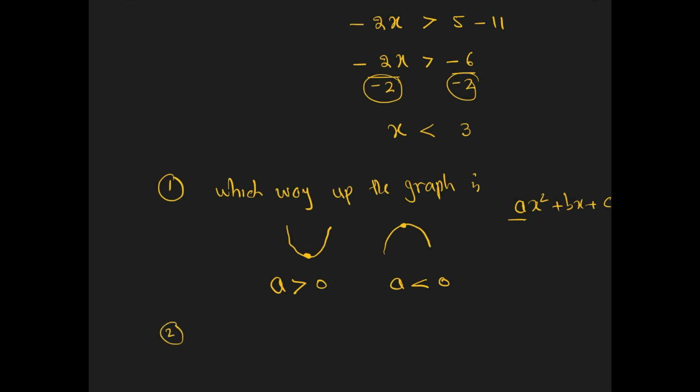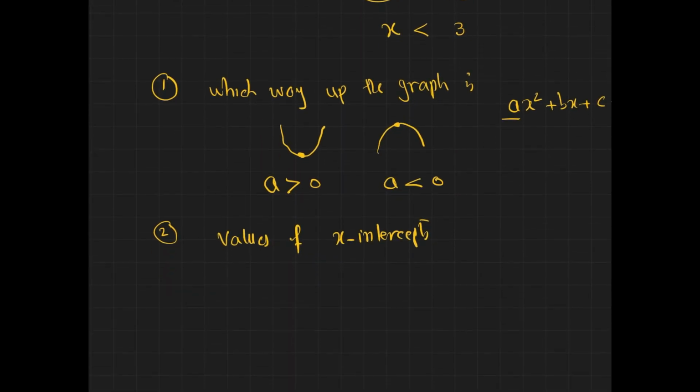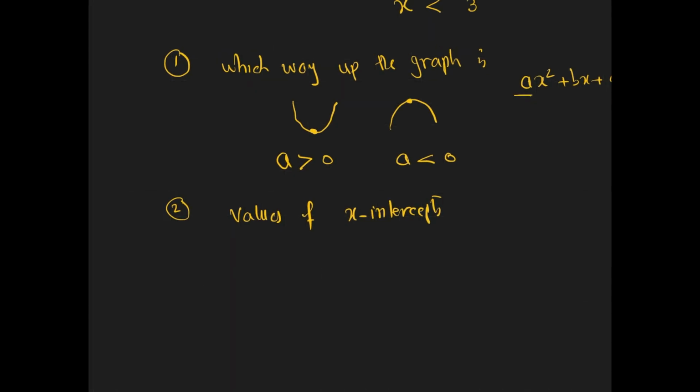Secondly, we need to know the values of x-intercepts. Values of x-intercepts are required in order to solve the quadratic inequality. We don't need to find the value of y-intercept or the coordinates of the vertex in order to solve the quadratic inequality. We just need to know the orientation of its graph and the values of x-intercepts to sketch it and then to solve it. Let us try to further understand it with the help of an example.